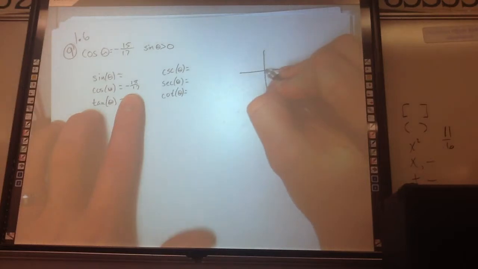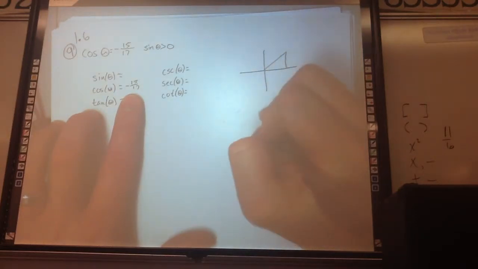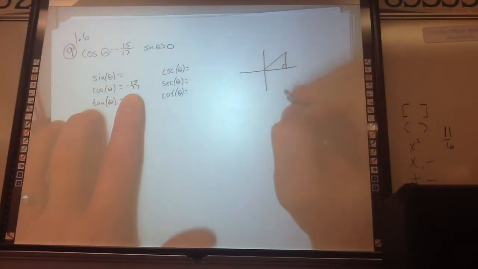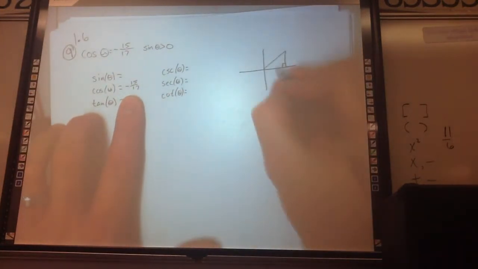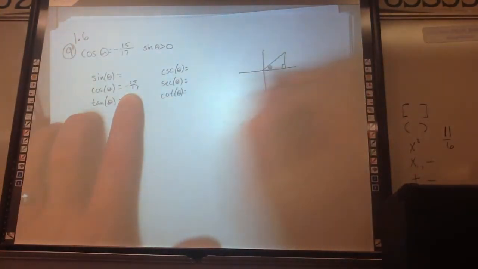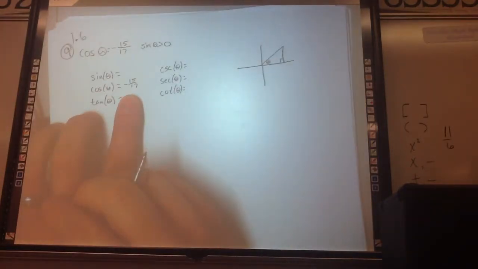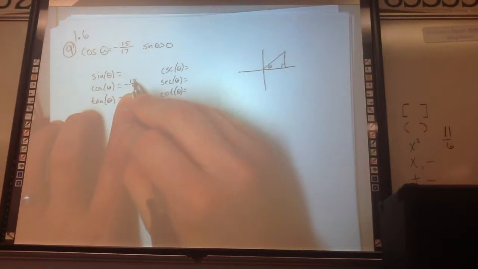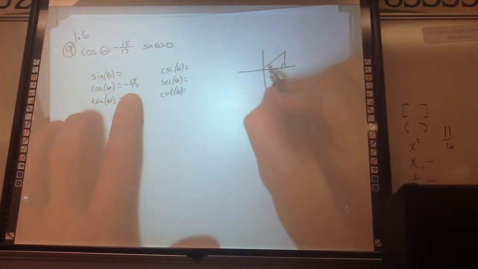If I draw my triangle in quadrant 1, here's my angle. Will either of these numbers be negative? No. So this isn't going to work, is it, my picture? I need a negative 15 on my adjacent.